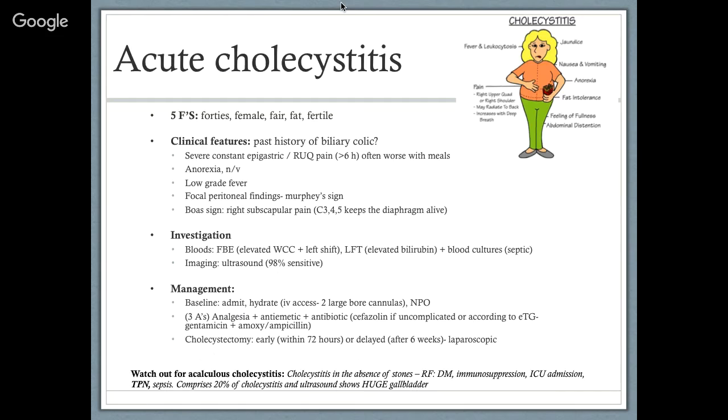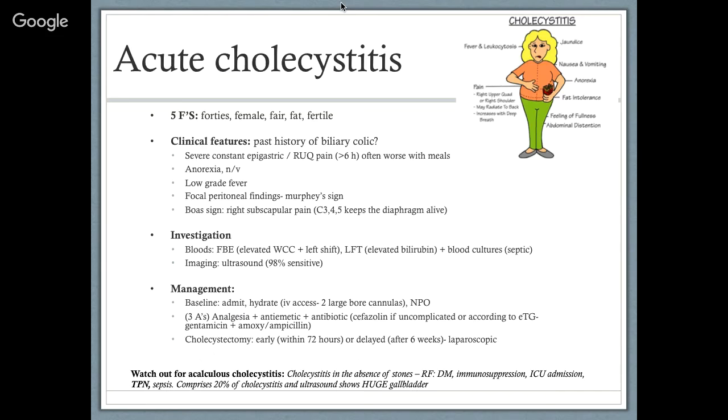So does anyone know what Murphy sign is? Yeah, exactly. That's exactly what it is. And Boas sign. So it's right subscapular pain that sometimes patients can get. And does anyone know why patients get right subscapular pain sometimes with abdominal pathology? Yeah, it irritates the diaphragm. So C3, 4, 5 keeps the diaphragm alive. And that's the phrenic nerve.